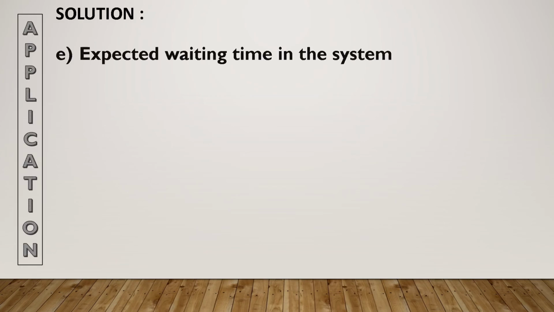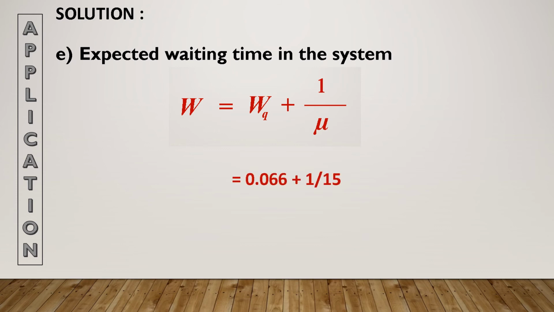Next, letter E. Expected waiting time in the system. Our formula will be W is equal to W sub q plus 1 over mean service rate. Fill in. We already computed W sub q under letter C. It is 0.066 plus 1 over 15. The result is 0.133. So this is the expected waiting time in the system, which is equivalent to 0.133 hours.